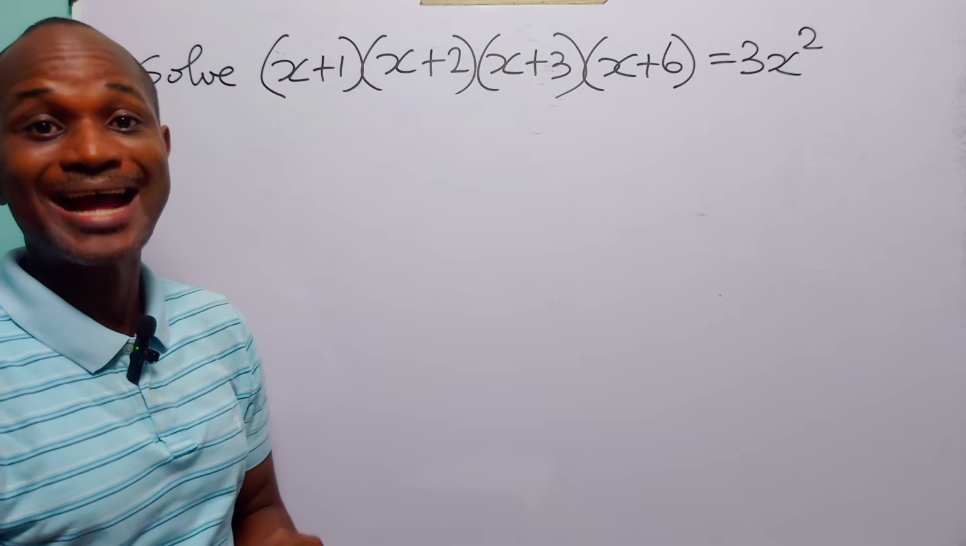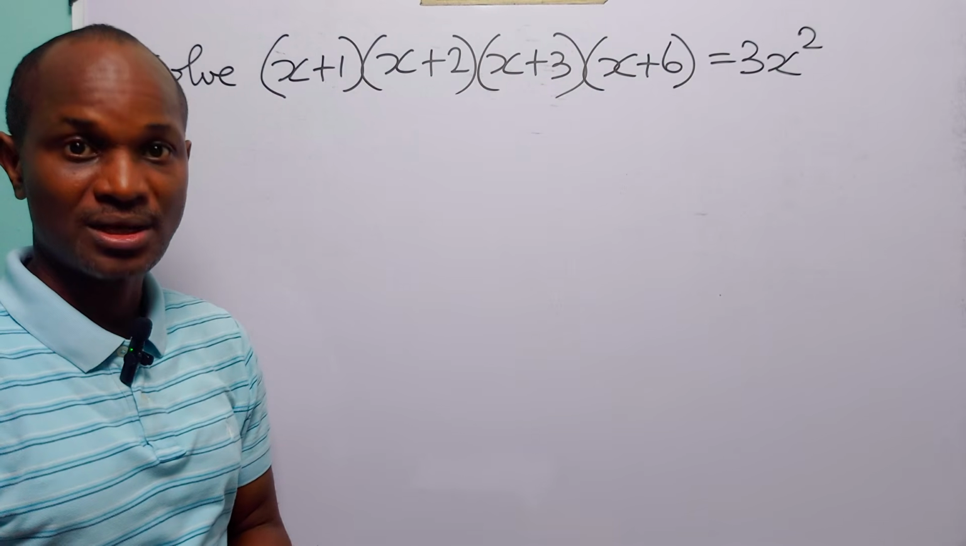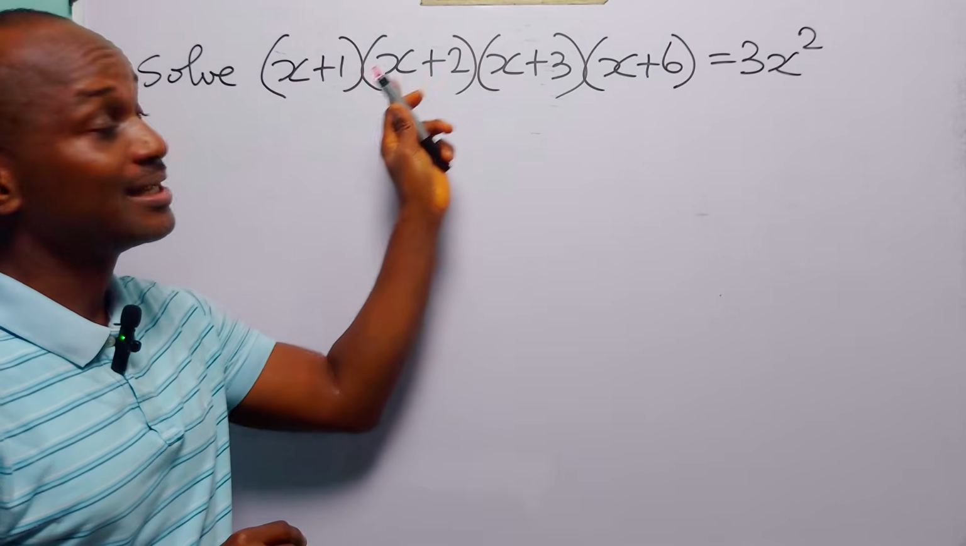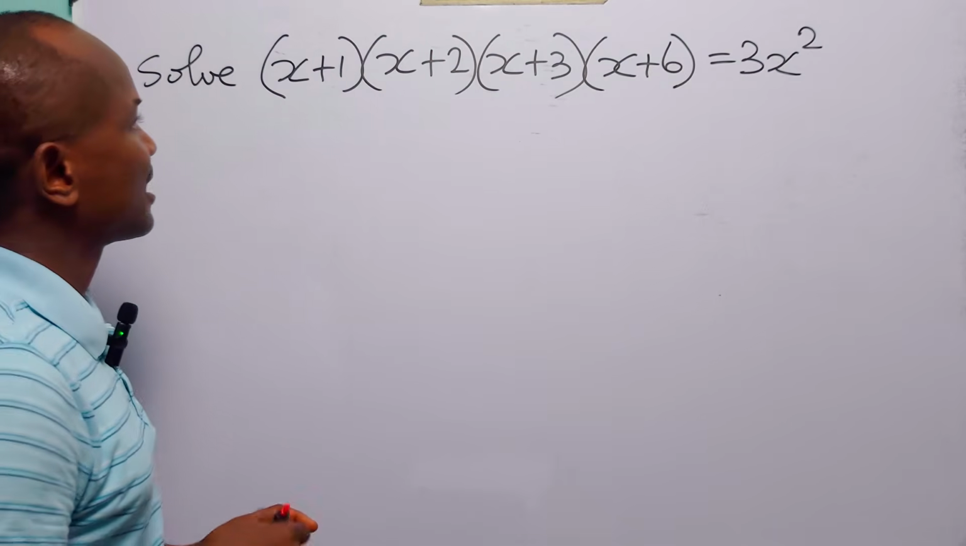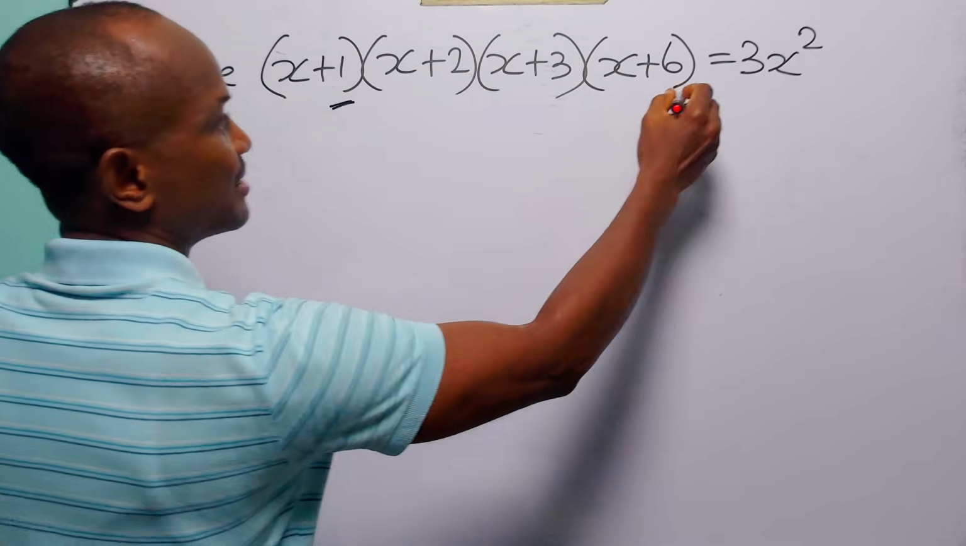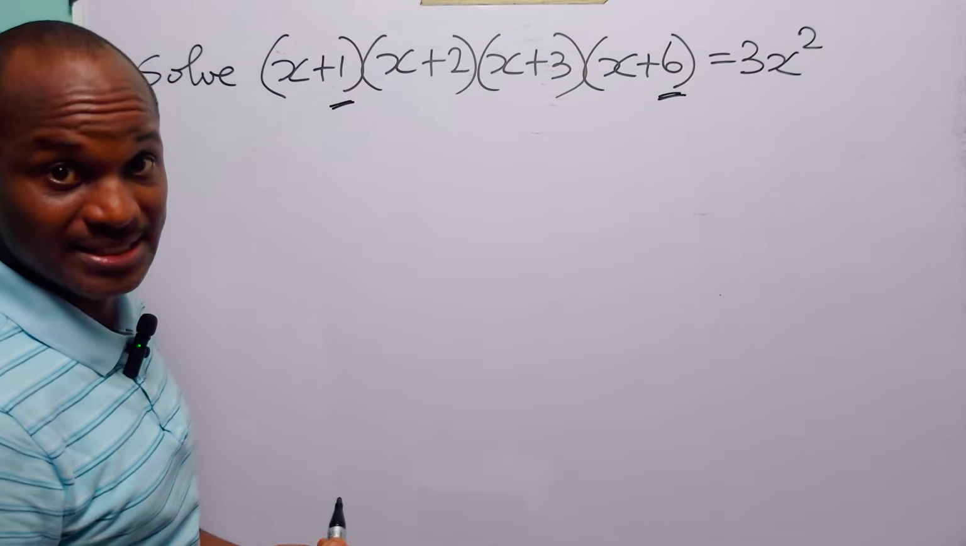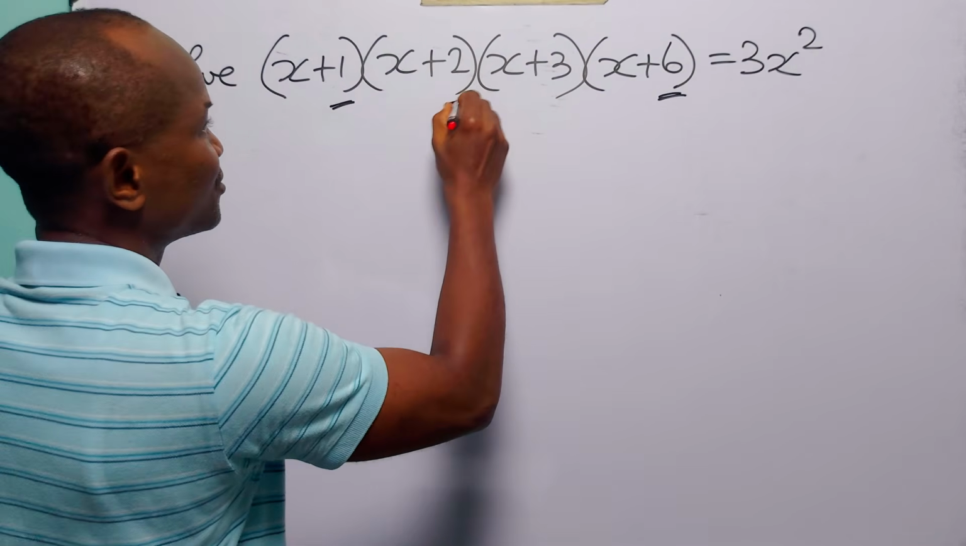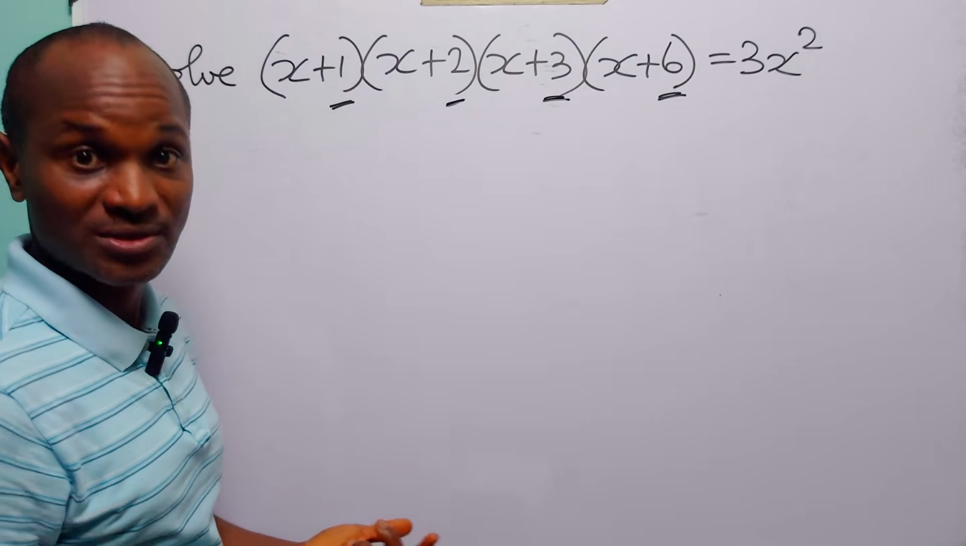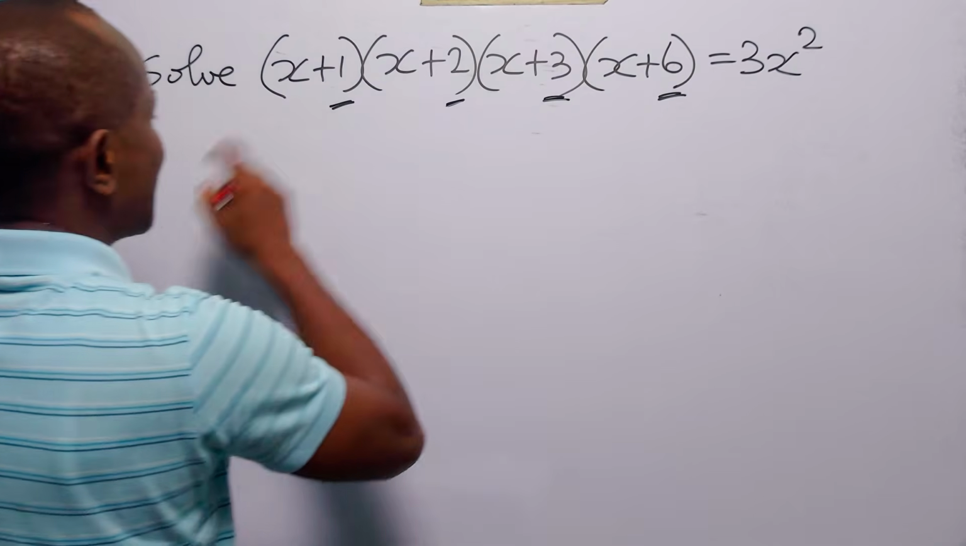There's a very simple way to solve this equation without, first of all, having to multiply all these four factors and get a quadratic equation. Let us start by rearranging these factors. Now note that 1 times 6 is equal to 6, and also 2 times 3 is equal to 6. So let us write this first.